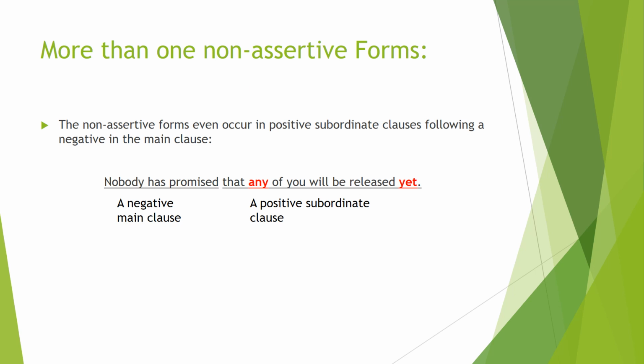Now if we come to the subordinate clause, the that clause, you see it is not negative. There is no word that refers to negation. Even the verb itself is positive, will be released. But you see, in the subordinate clause, two non-assertive forms have been used, any and yet. Why do we use non-assertive forms in this clause although it is positive? Because of the effect of the negative word that is found in the main clause.